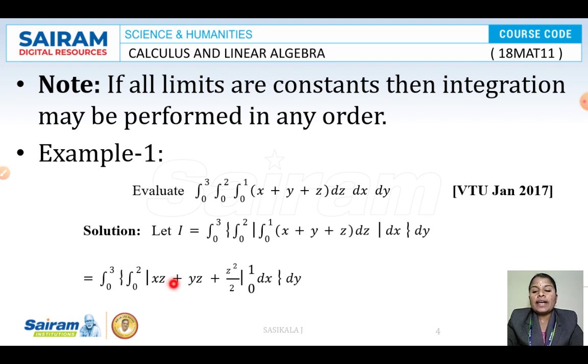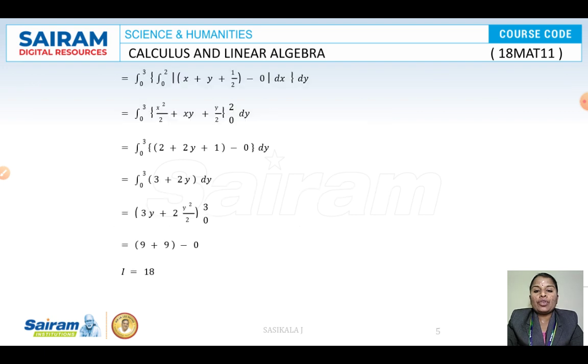Now integration with respect to z gives xz plus yz plus z squared by 2. Substituting the limits 0 to 1, I get x plus y plus 1 by 2, minus 0, where the entire term goes to 0. Now with respect to x, we get x squared by 2 plus xy plus y by 2, the whole with limits 0 to 2.